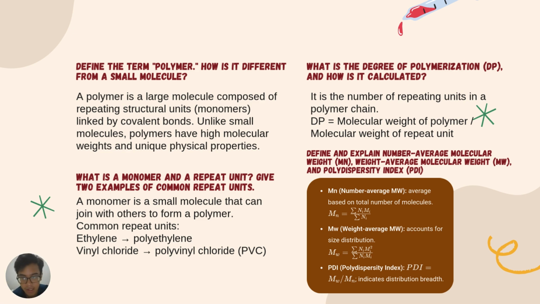So the Mn, which is the number average, is the sigma NM divided by sigma N. And the Mw is also the same, except it's sigma NM squared divided by sigma NM, with PDI being Mw divided by Mn, which is the difference. It indicates the breadth of the distribution.